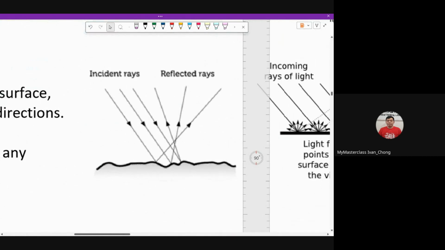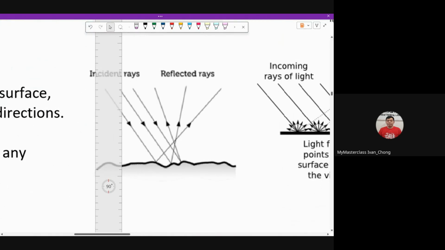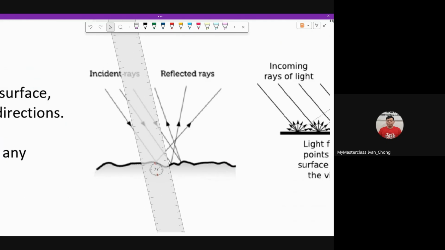Okay, so basically your diffuse reflection will be the exact opposite. However, one thing I'm just going to tell you is that whatever we learned just now, your laws of reflection, I and R, they are still the same. Let me prove it to you.